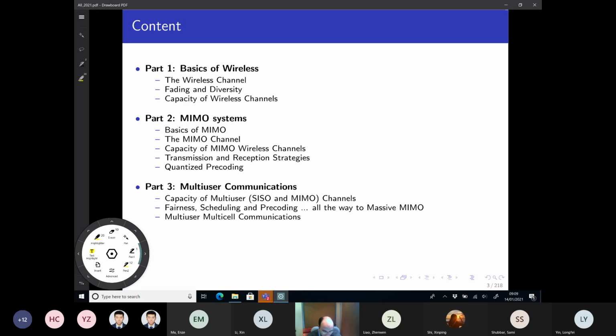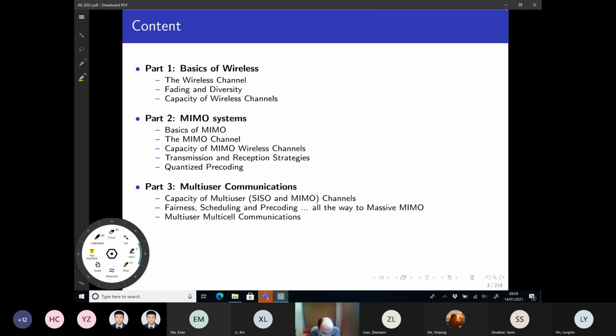So the basics of wireless, part one: we're going to look at what a wireless channel is, what the problem of fading and diversity is, and what the capacity of wireless channels is. You will see that the notion of fading comes with the fluctuation of wireless channels. This is a major difference with other types of systems like wired channels. You need diversity techniques, and we look at lots of different diversity techniques to try to mitigate this problem. And we look at the capacity of wireless channels: what are the fundamental limits when you transmit information over wireless channels?